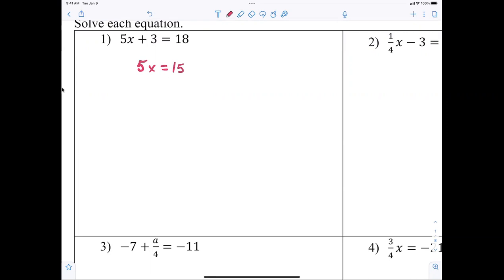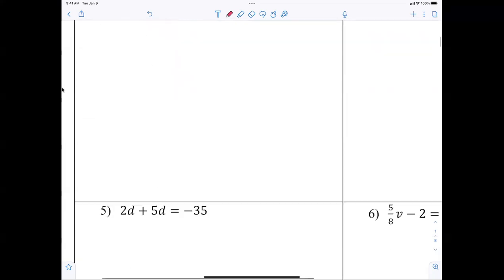Now, the next step is to undo multiplication. We do the what? We do the division. So if you need to, you can put divided by 5. That's okay. But is that necessary? No. I want you to just be able to say x equals 3. Anybody have any issues with that?